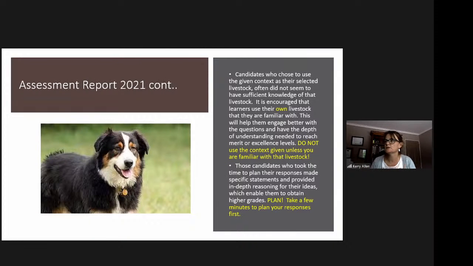So next bit is try to use your own livestock. Don't use the example in the picture. I think last year they had salmon, and a lot of people wrote about salmon, but not many people did very well. You're really better to go in knowing different organisms for different of those questions.